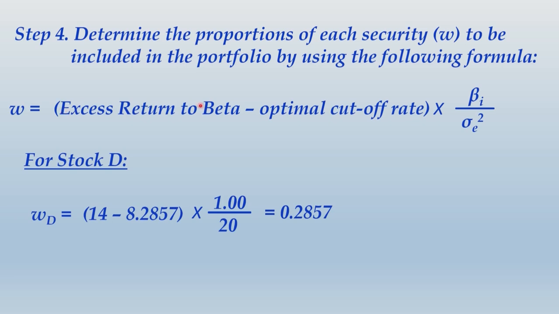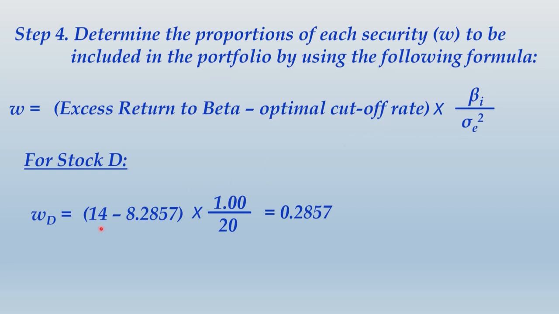14 is the excess return to beta ratio for stock D, the first rank. From that you subtract the optimal cutoff point. Again, take utmost care while you are dealing with this calculation. Many students subtract the respective cutoff point of the stock. Don't ever do that. It is not the respective cutoff point that you have to subtract from excess return to beta. It is the optimal cutoff point or optimal cutoff rate that you have to subtract.